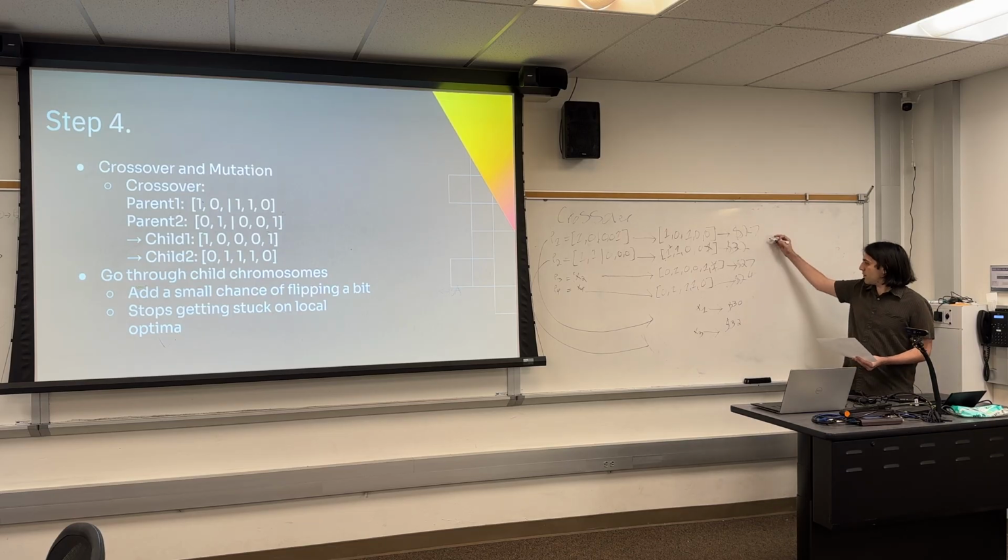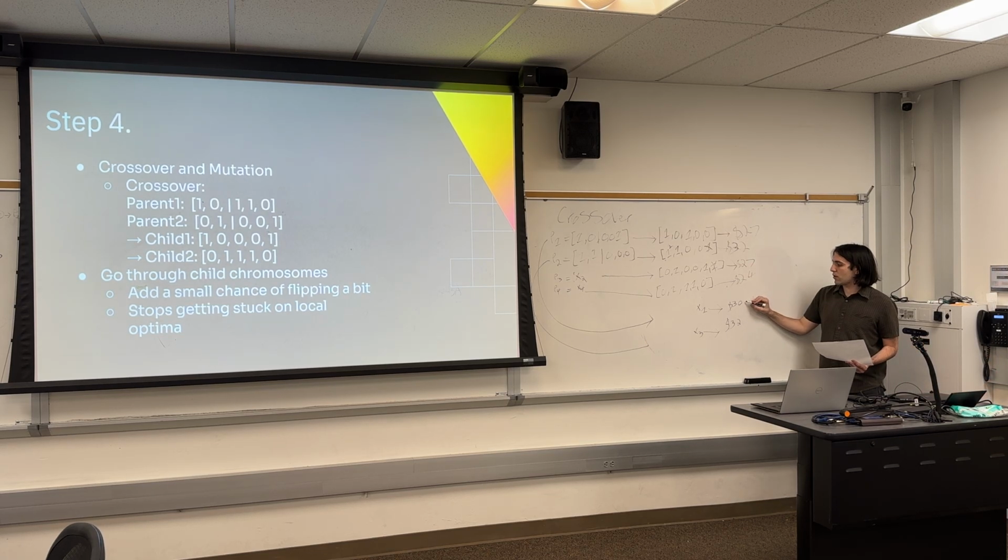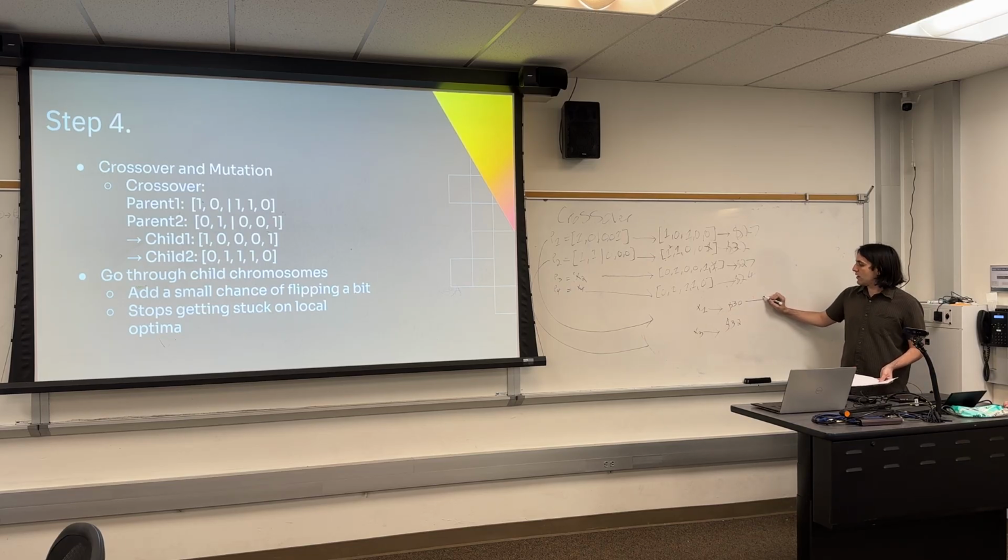Now we rank them, and we see that it looks like our best ones, this one's the same as what X3 was, looks like they're the same value. We can call this a local optimum. Since we picked the same parents that we did last time, this is a local optimum.